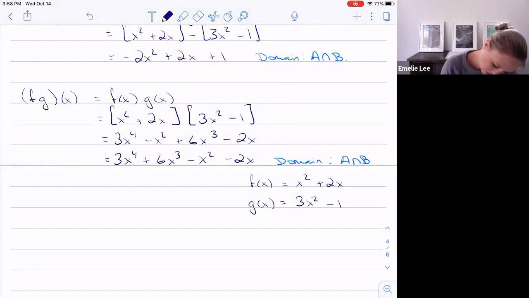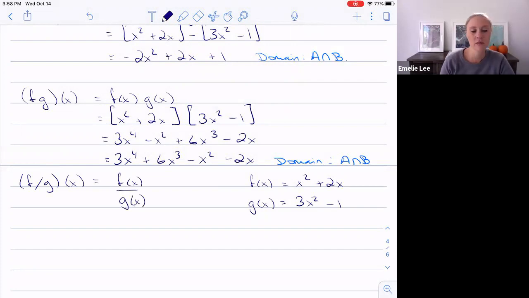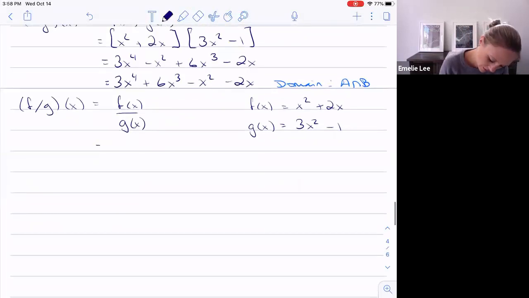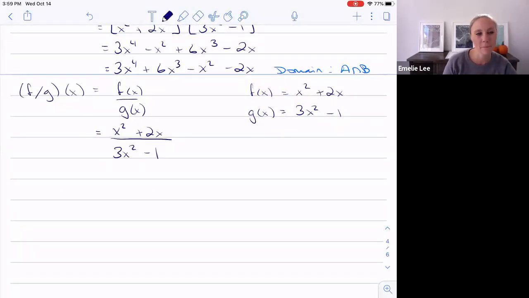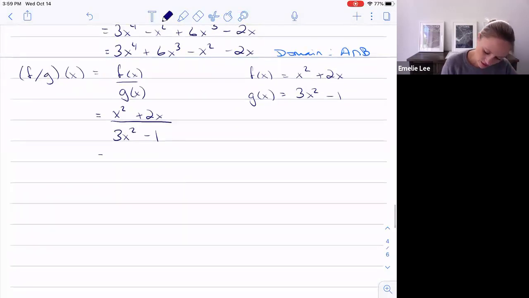Grand finale. (f over g)(x) is f of x over g of x. Could get pretty big, right? If you've got a fraction over a fraction, like in the next problem that's on there, you just need to keep your cool, keep your wits about you. For this one, it's not so bad, right? Because now, where are these functions that I'm looking at? There they are. x squared plus 2x is my f of x, and my g of x is 3x squared minus 1. I guess I could pull out a common x here. I'm not really going to bother. I don't see any factors that I could cancel, so I think I'm actually done here.